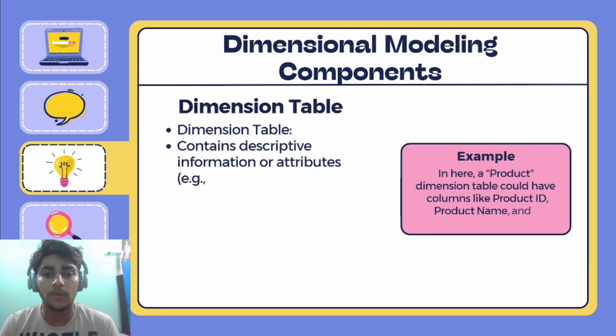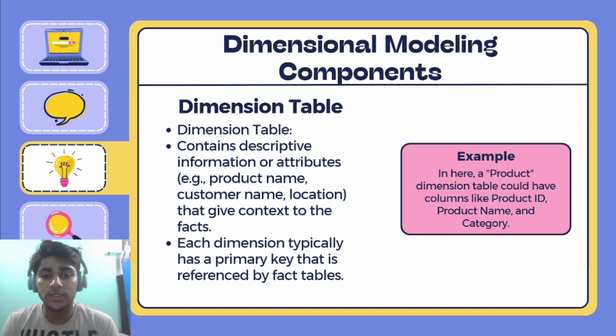So let's talk about what a dimension table is. A dimension table contains descriptive information, for example, product name, customer name, location, and each dimension table has its own primary key, which is taken as a foreign key in the fact table.